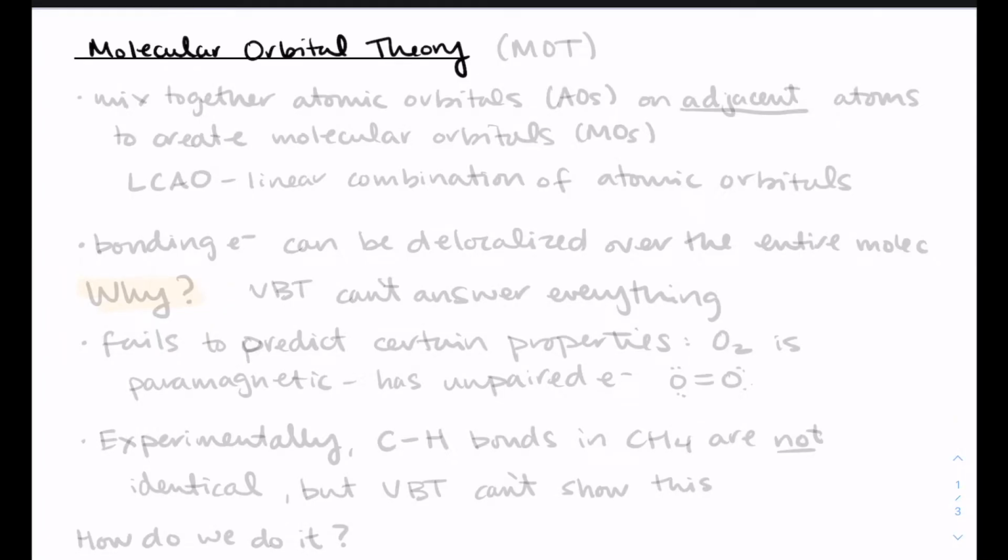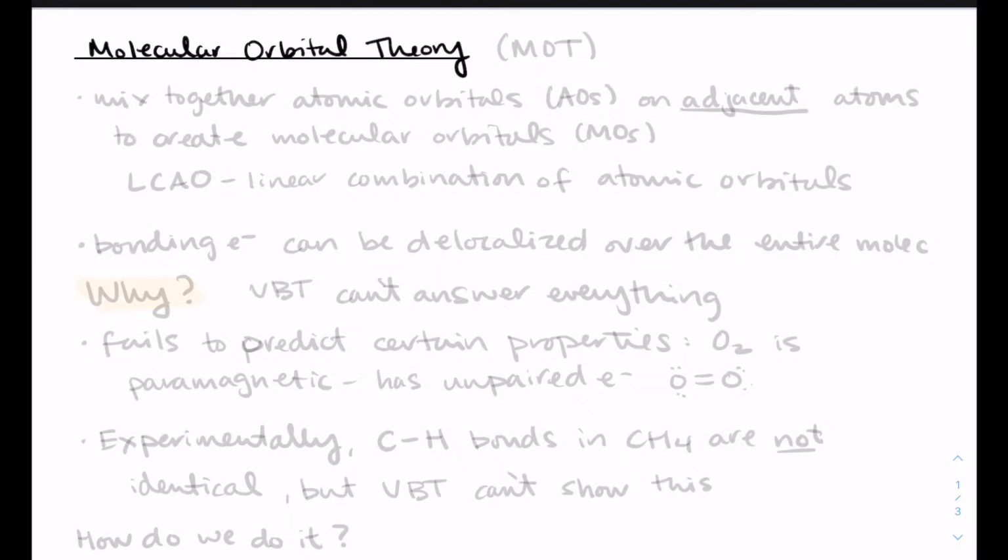In this module, we are starting another bonding theory. This one is called molecular orbital theory, and it's abbreviated MOT. In molecular orbital theory, what we do is mix together atomic orbitals, or we'll abbreviate these AOs, on adjacent atoms to create molecular orbitals, or MOs.